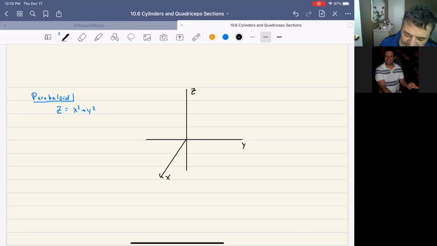Okay, so z equals y squared is going to look like, z equals y squared looks like so. Z equals x squared, if you want to think about it that way, it looks like so, and then you just sort of combine them together. Okay, not hard at all. Okay, so this is what's called an elliptic paraboloid.